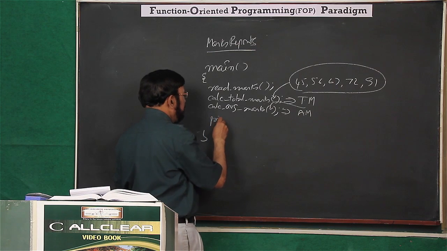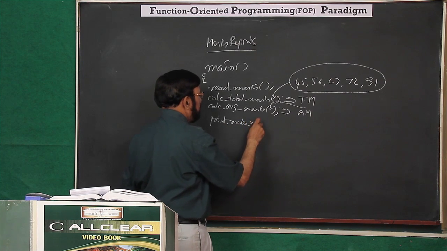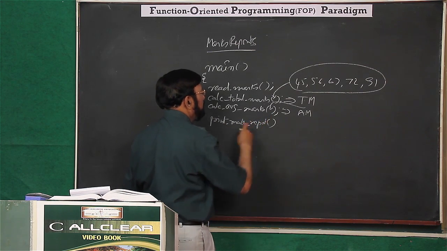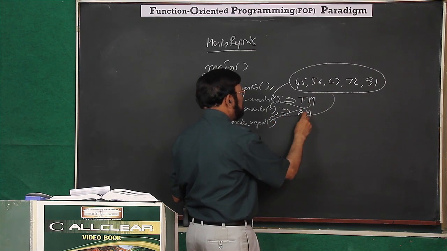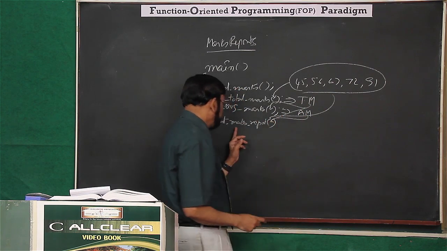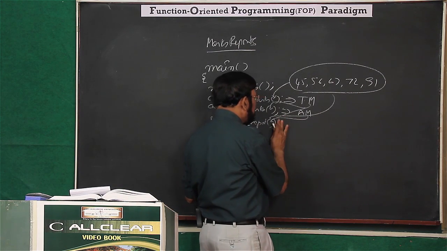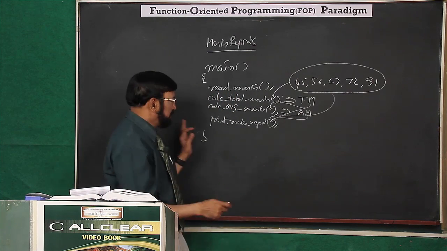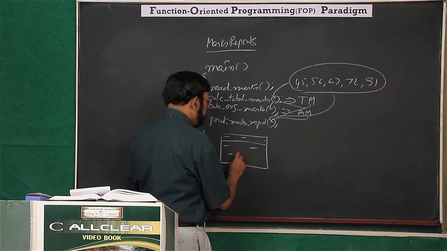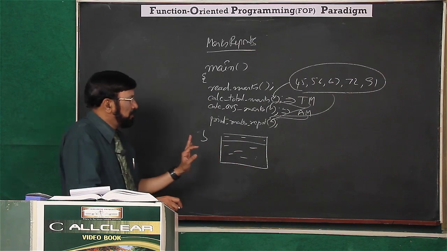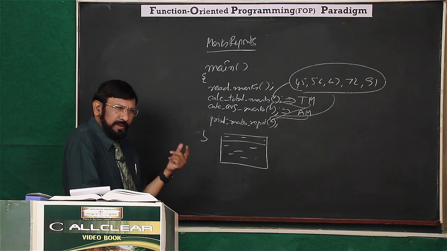Now, the next one, print marks report. What is the input of this? All this is input, because all this data comes into the marks report. Then it prints; it does not return anything. It prints the marks report in a readable or conventional format. This is the way.